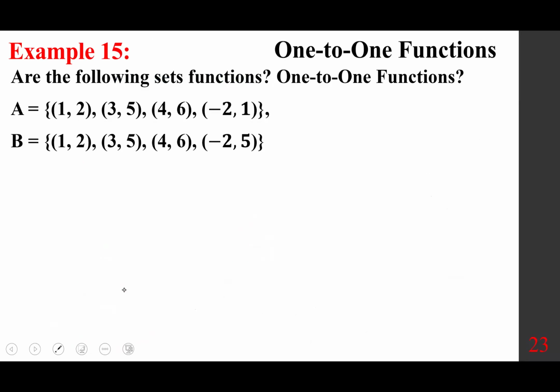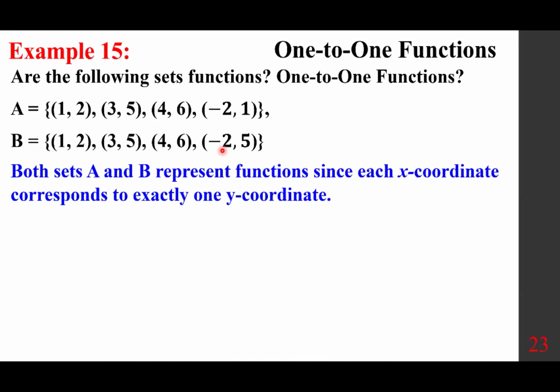For example, are the following sets functions, one-to-one functions? What are they? That's what we are going to look at quickly. So if you look at both of them, look at the first one, 1, 3, 4, -2. They're all different. Look at the second one, 1, 3, 4, -2. So both of them represent a function. So both sets A and B represent functions since each x coordinate corresponds to exactly one y coordinate.